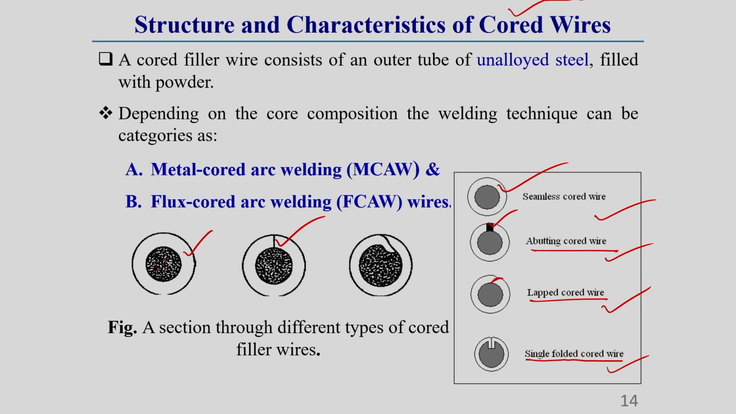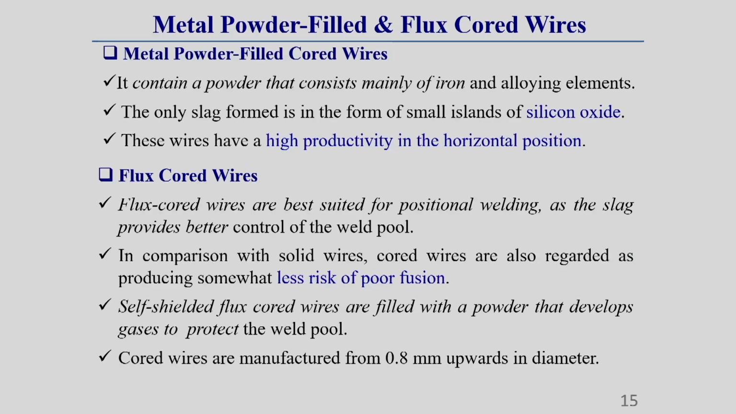Now, depending upon the composition of this core wire, this welding process is further categorized into two different categories. One is called metal core arc welding process, represented as MCAW, and another one is called flux core arc welding process, where flux is used inside the core. Sometimes in this core we can use metal, that is the alloying element which improves the weld joint quality, and sometimes we can use only flux. That detail I will discuss in a subsequent slide.